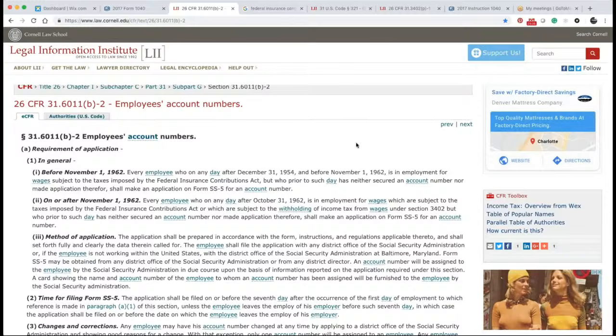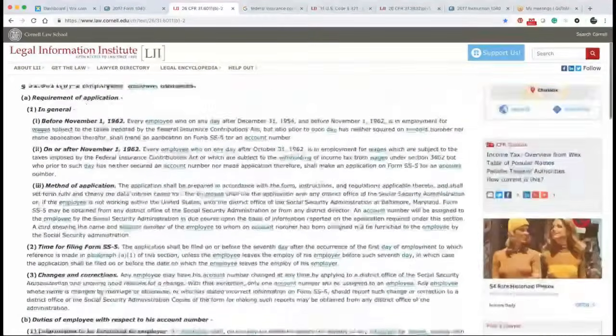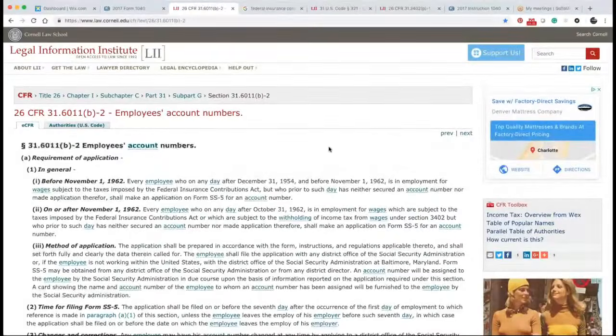If you guessed that it's your social security number, an account number, that's what this is talking about. Let me go and read it. I'm going to read through this. I might skip a few sections and try to cover what applies to most people. So here we go.